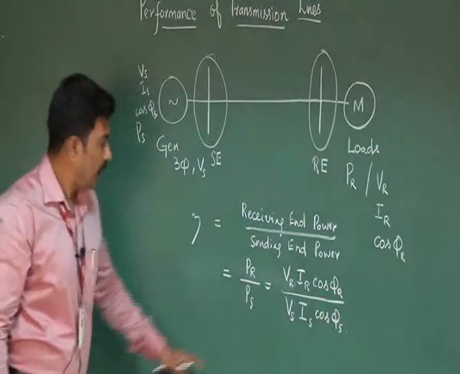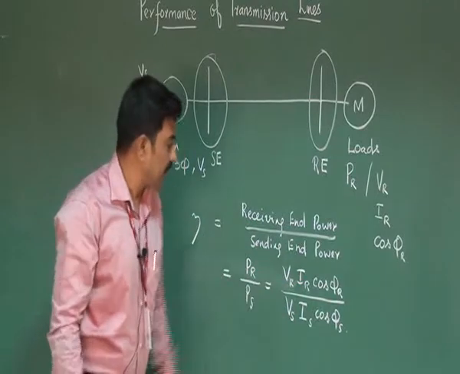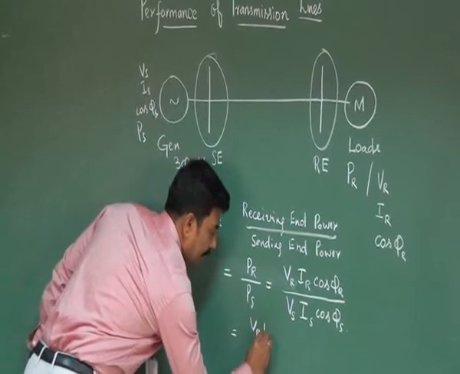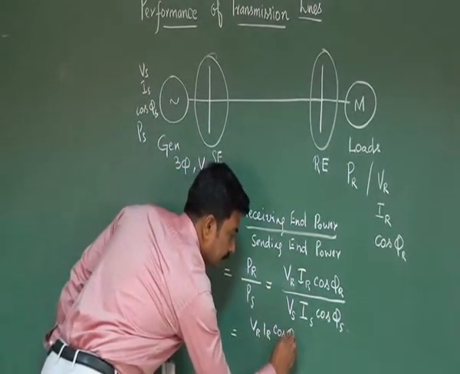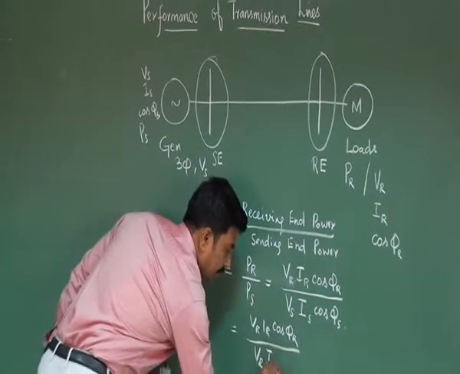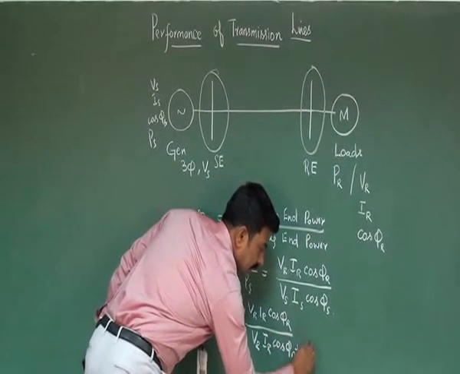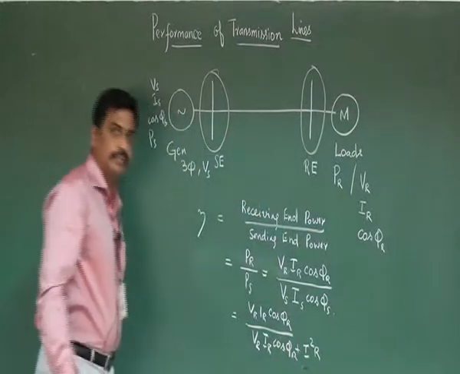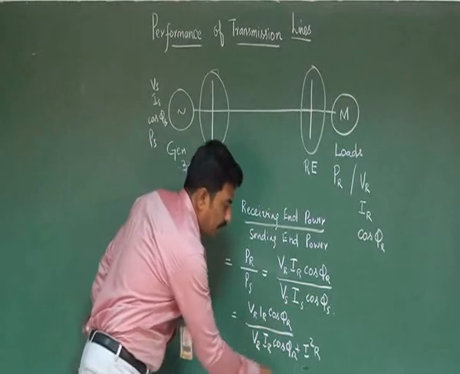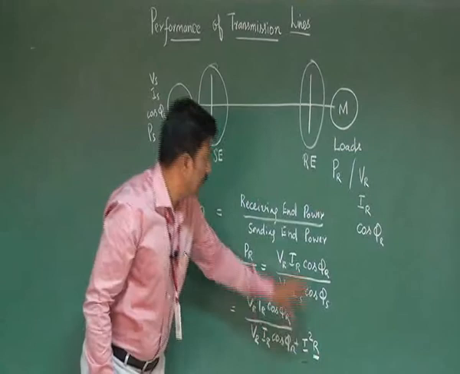Now this sending end power can be related in terms of receiving end power and losses. That is, Vs Is cos phi S equals VR IR cos phi R plus losses. Losses we can get from I squared R. Now we can get all the values except R, so the losses can be obtained.